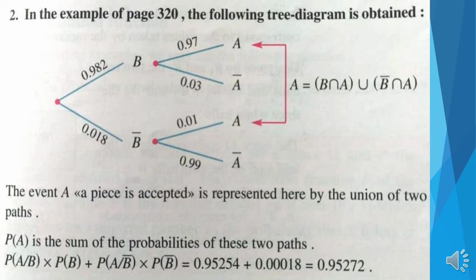Notice here, we took the union between the paths. So what is the probability of A? It is the sum of the probabilities of these two paths, which is probability of B intersection A plus probability of B bar intersection A. And you can see the answer.